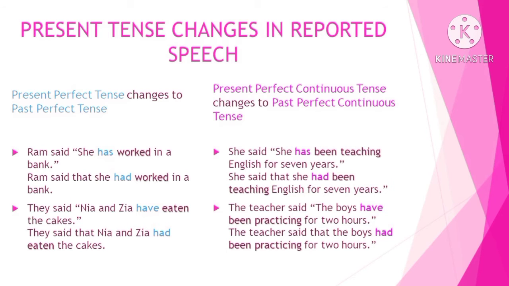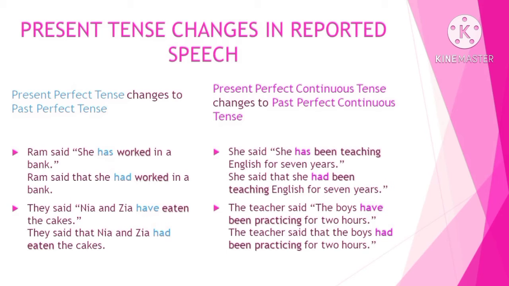Okay. Now present perfect continuous tense changes into past perfect continuous tense. Examples are: she said she has been teaching English for 7 years. She said that she had been teaching English for 7 years. The teacher said the boys have been practicing for 2 hours. The teacher said that the boys had been practicing for 2 hours.